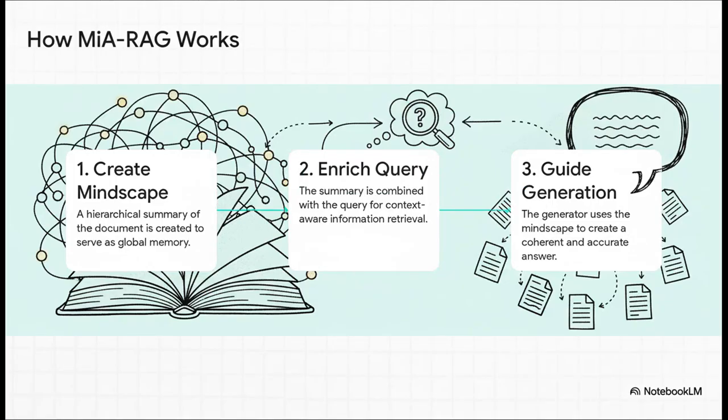So, let's break it down. It really just works in 3 simple steps. Step 1, it reads the whole document to create that all-important mindscape summary. Step 2, it actually uses that summary to add context to your question, making the question itself smarter. And then step 3, it uses that mindscape to guide it, both to find the right little chunks of text and then to piece them together into a final answer that is way more coherent and accurate.